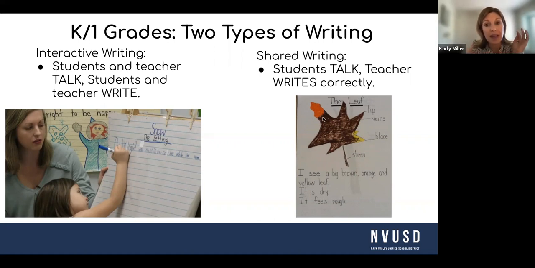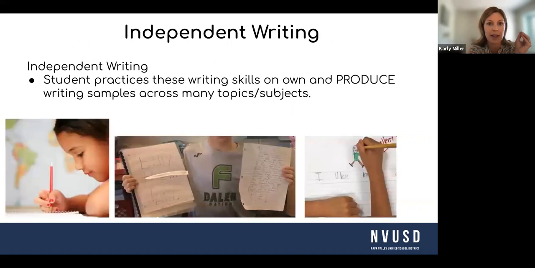And what we're doing is we're talking about it from a shared writing perspective, where they're giving me ideas and I'm helping organize it for them, modeling what that looks like as a good writer. And then the interactive writing process kind of begins to say, now you come up and tell me what that looks like, and now you write what that looks like. So those are sort of the 2 big types we talk about in primary grades with writing.